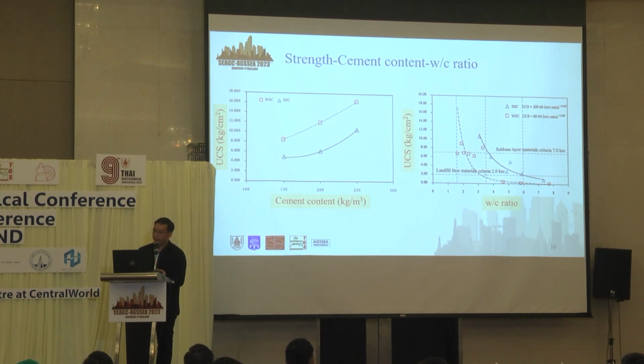The unconfined compressive strength increased with decreasing water to cement ratio while using the same amount of cement but reducing the initial moisture content. In addition, it was also found that increasing the amount of cement without reducing the initial moisture content did not significantly contribute to the development of the strength.